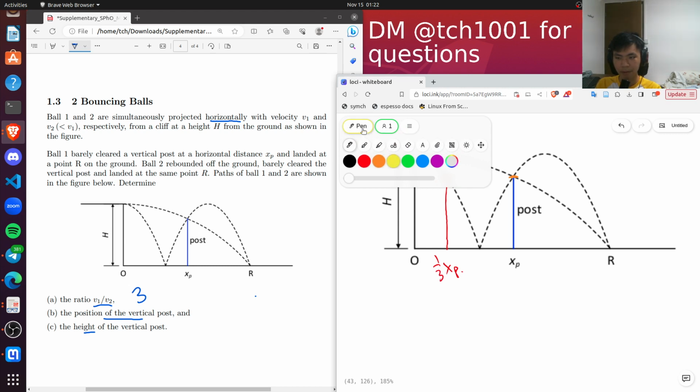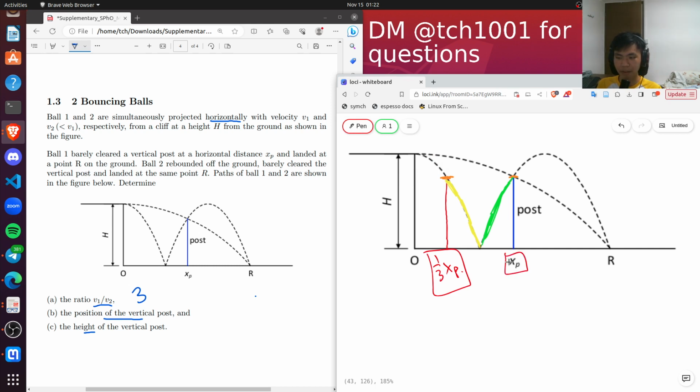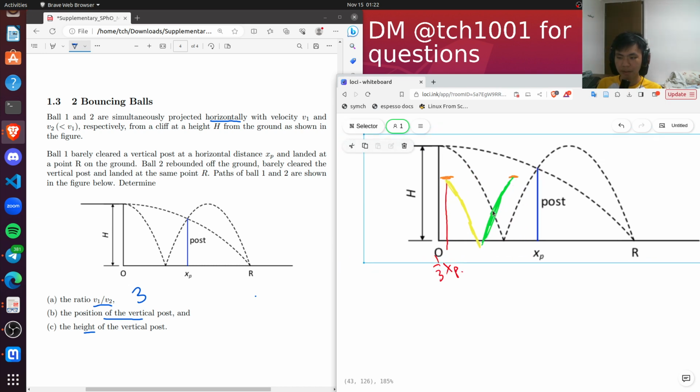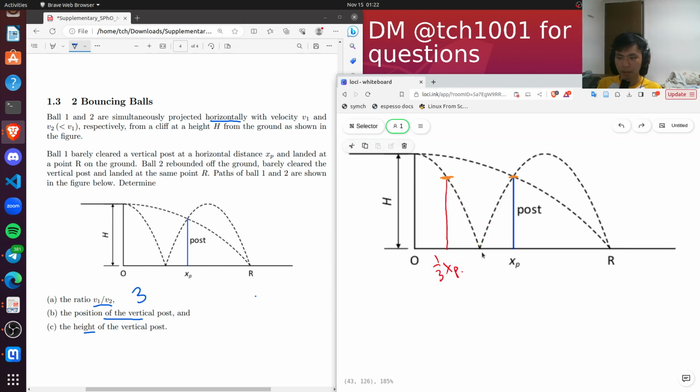Then what else do we know? We know the yellow path's horizontal displacement is equal to that of the green path, because whether you fall down or go up, the horizontal displacement must be the same, since the horizontal velocity hasn't changed even after the bounce. So between 1/3 xp and xp, this bisects it in half. What that tells us is that the position here is actually 2/3 xp.